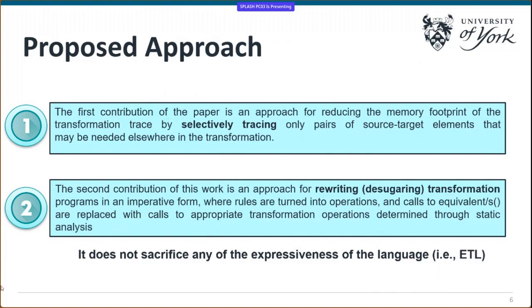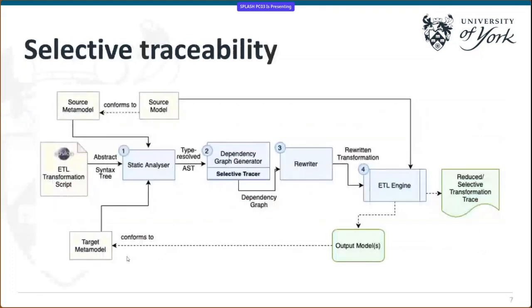And the second contribution of this work is to rewrite the transformation, because it's a rule-based transformation language, as I mentioned, into imperative form, where we convert the rules to operations, and then we change the equivalent calls to the corresponding operations, so that the program during the execution does not need to do this resolution itself. So we do everything before the execution of the program. One important thing to notice here is that we do not sacrifice any expressiveness of the language. So we still keep the benefit of the interpreted language, that is ETL. So we don't rewrite or desugar it down to a Java program per se. So the approach here is illustrated.